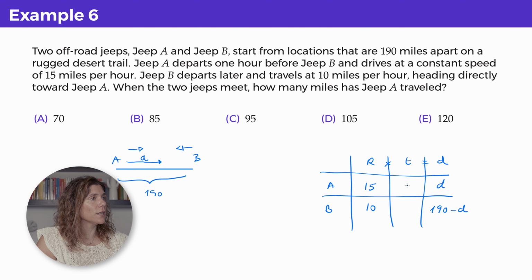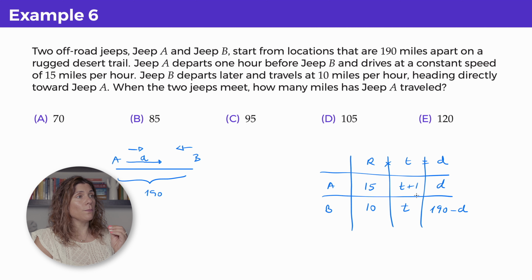So now focus on the time. So we know that Jeep A departed 1 hour before Jeep B. When they crossed, Jeep A was already traveling T plus 1, while Jeep B was only traveling T time. Did you get this? So if Jeep A departed 1 hour before, when they met, B traveled time T, but A traveled 1 hour more because it departed 1 hour before. Now, you have two equations, two unknowns, you just need to find D.